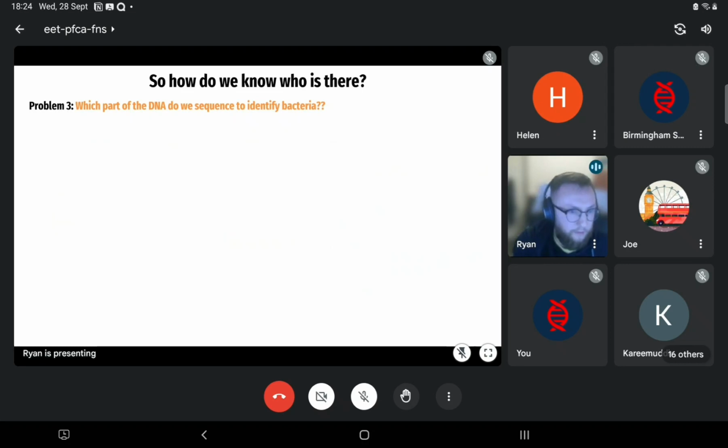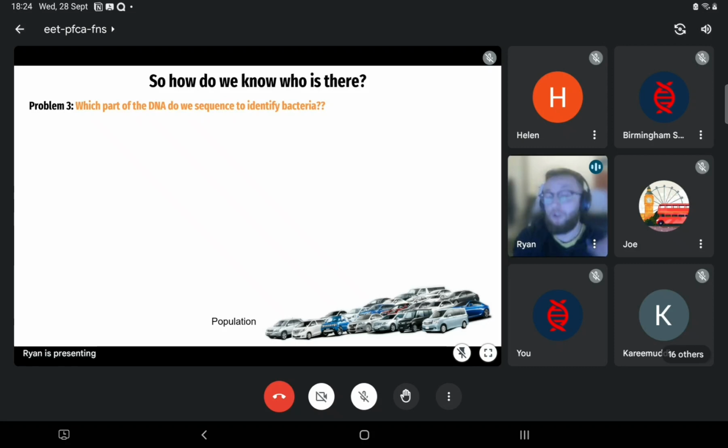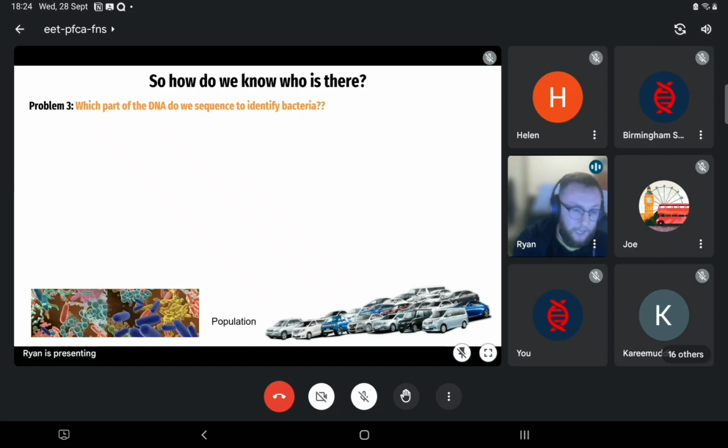So which part of the DNA do we sequence to identify the bacteria? I want you to think about a garage, a huge warehouse full of cars, and relate that to a bacterial population in the gut. Every car is a different bacteria. If we wanted to see every car, we want to look for something that every bacteria has. There's no good comparing something if one bacteria doesn't have the same protein as another. So if you think about a car, every car has an engine. We could look at every car's engine and say, yep, that's probably this car, and so on.